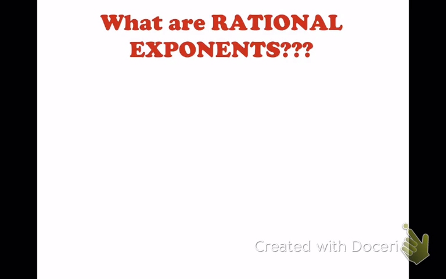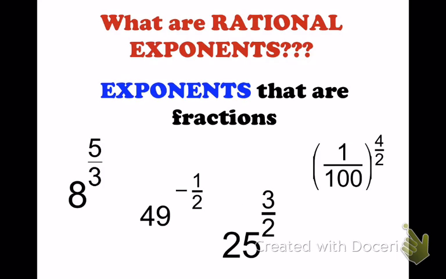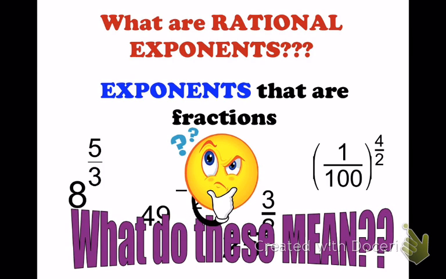So we're going to see what happens when we have exponents that are not whole numbers, but fractions. That's what we're going to be looking at. These are examples of rational exponents. All the exponents are fractions, not whole numbers. So if I wanted to figure out 8 to the 5/3, it's not like I can write down 8 5/3 times, because it's a fraction. It's not a whole number. So what do these exactly mean?